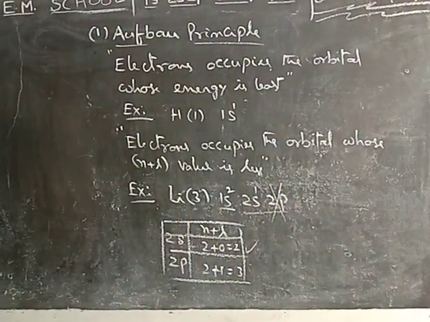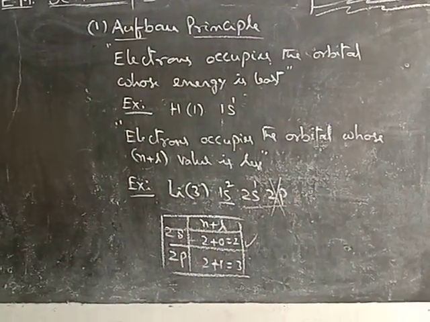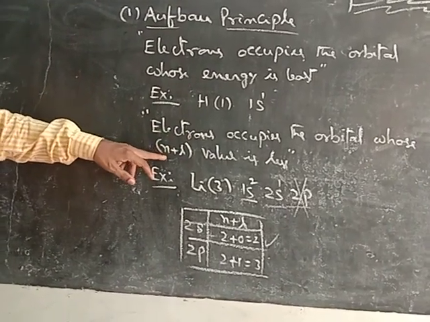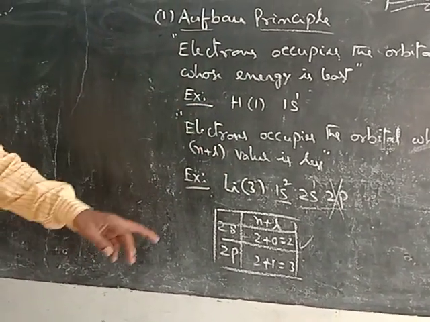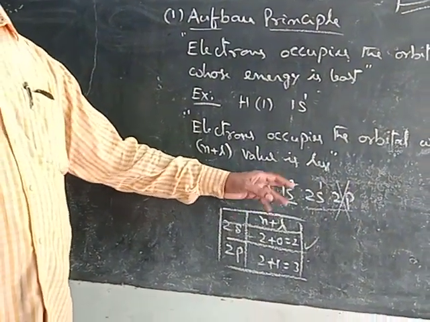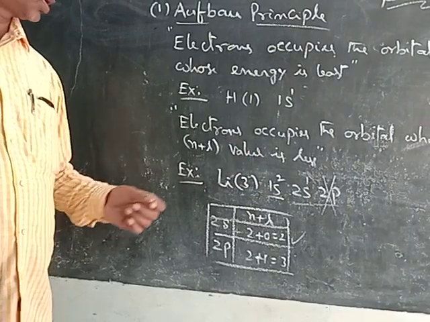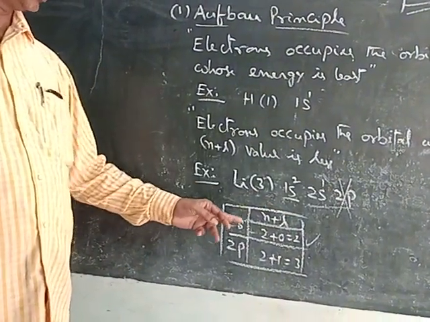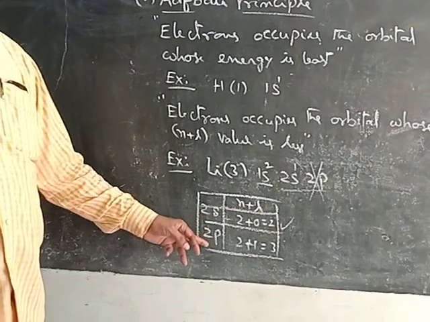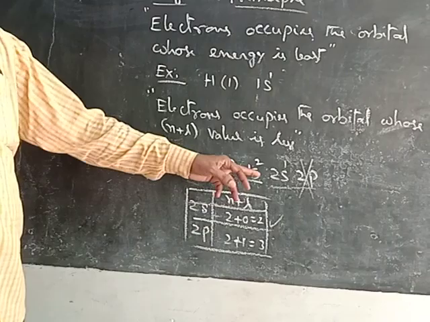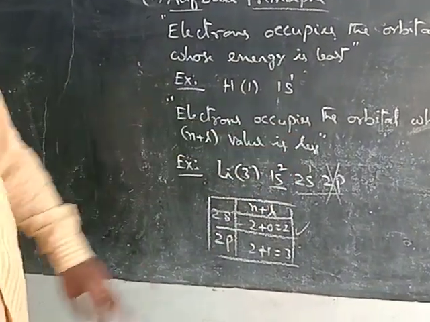This is the second definition. Here the Aufbau principle second definition is: electron occupies the orbital whose n plus l value is less. By taking the example of lithium, atomic number 3, 1s2, that means 2 electrons are already filled. The third electron goes into either 2s or 2p. By calculating the n plus l value of 2s and 2p, the 2s n plus l value is less than 2p. So the third electron goes into 2s but not 2p.